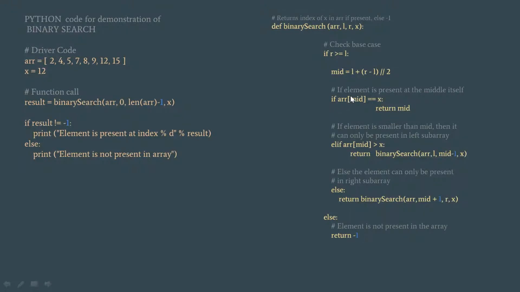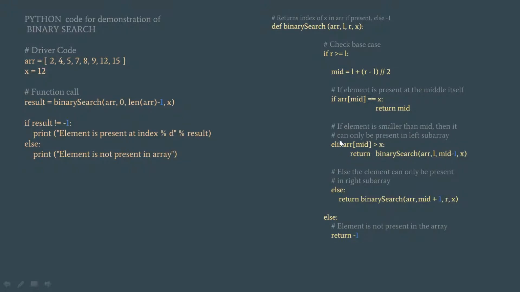Then we check if the element is present at the middle of itself. If array of middle index value is equal to x, that means it is the element we want to search. If this is equal, then we return mid. Mid means the index of the middle element. This is our required index. But if it is not equal to the middle element, then we check this condition.